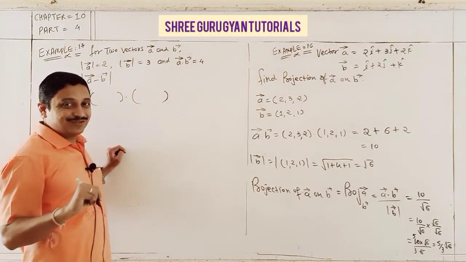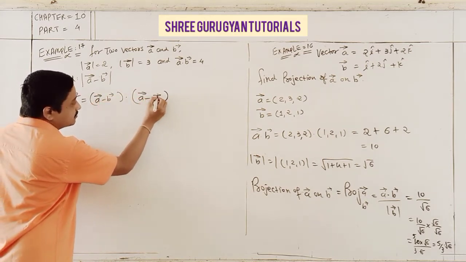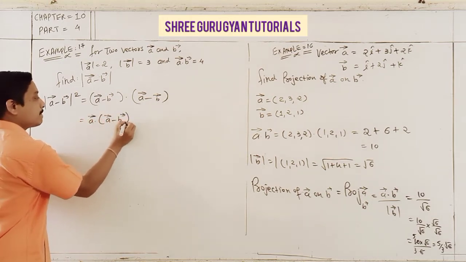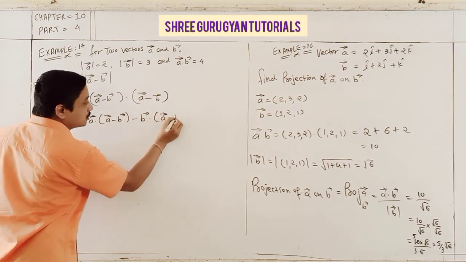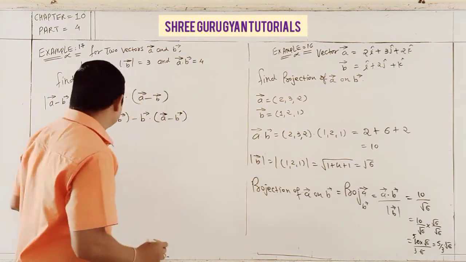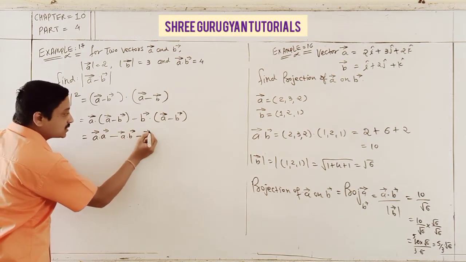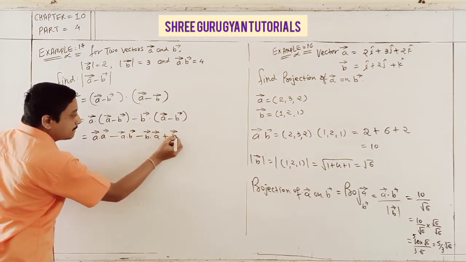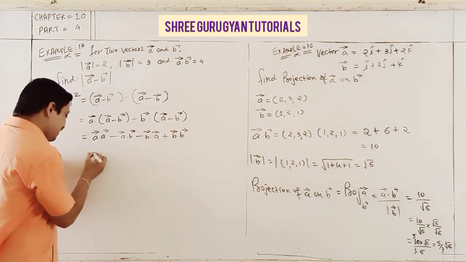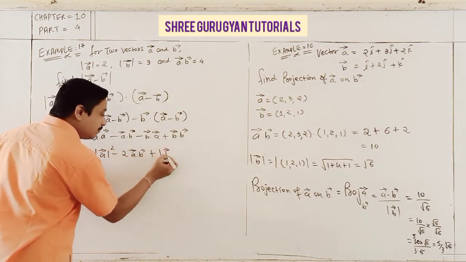You know that magnitude whole square is property number 1 for a scalar: (A minus B) dot (A minus B). Now apply A dot (A minus B), continue B dot (A minus B), and now apply our dot product one by one. So students, here A dot A, minus A dot B, next minus B dot A plus B dot B, that is magnitude A whole square, minus 2 times A dot B, plus magnitude B square.